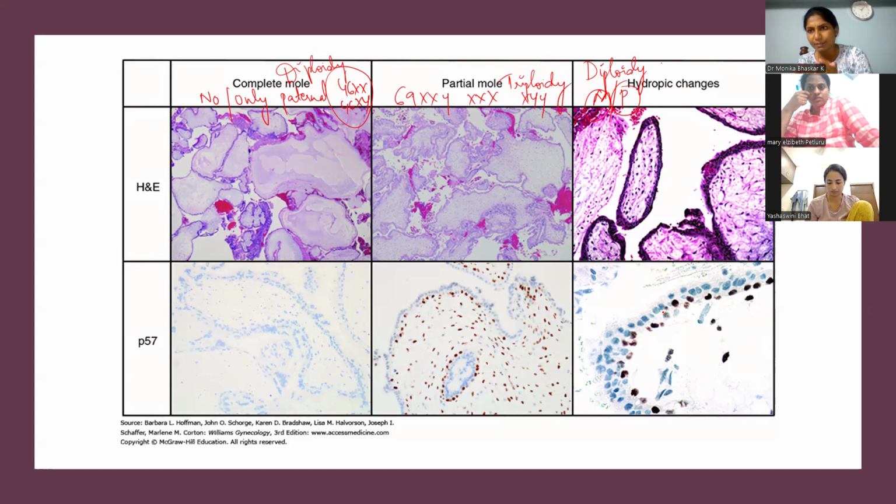So the hydropic fetus also will look the same on ultrasound, or if you see the baby after the delivery, it might look like a partial molar pregnancy. But only when you do the immunostaining of the placental tissue, you will understand that it was a hydropic fetus and not a complete mole. So if you do both karyotyping and P57 immunochemistry, then only you will differentiate between a complete mole, a partial mole, or a hydropic fetus.